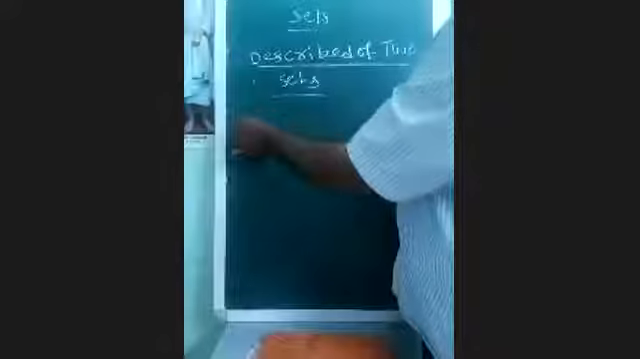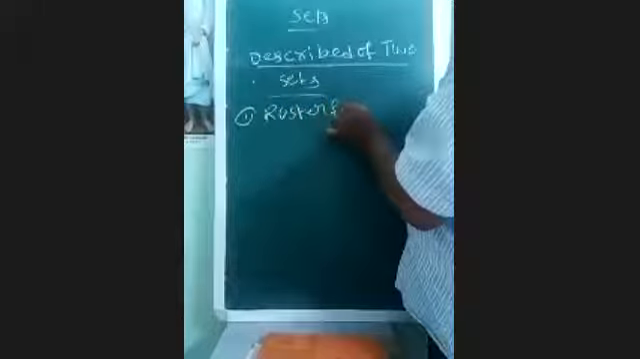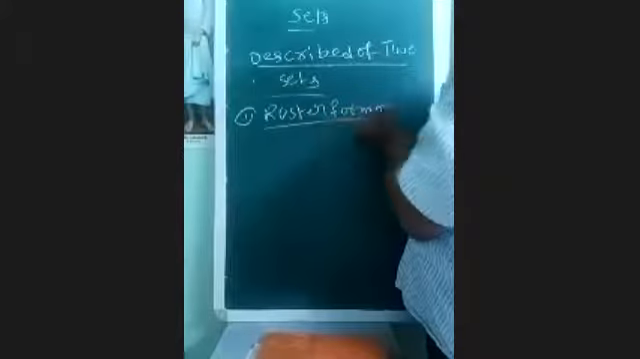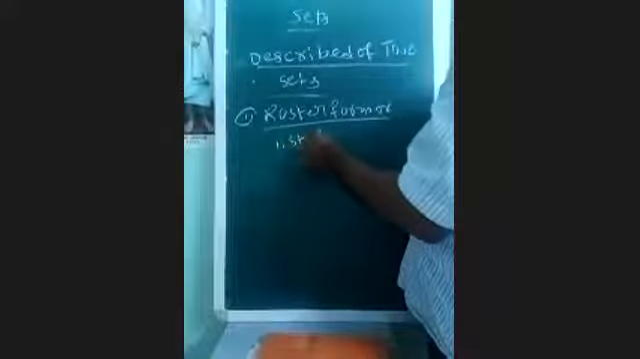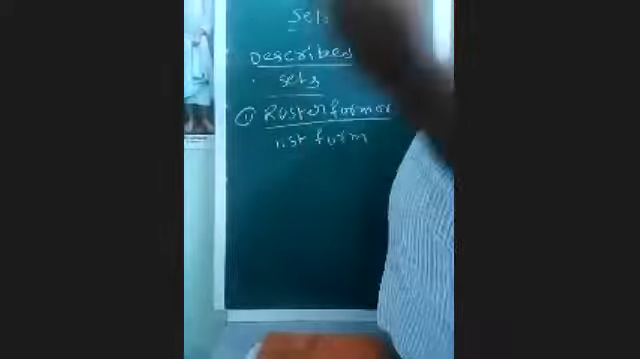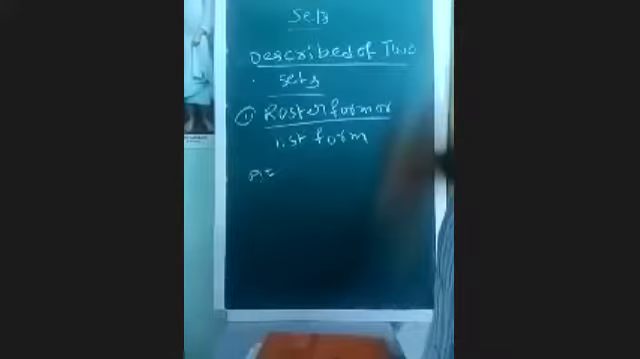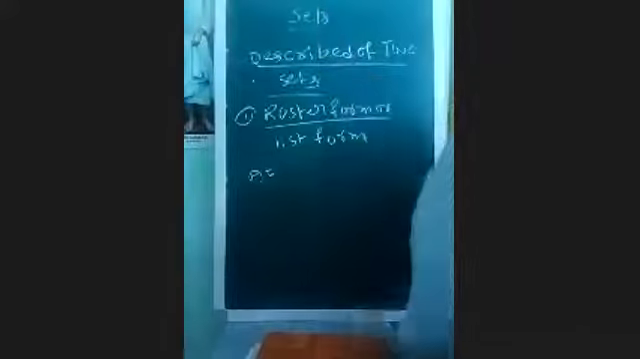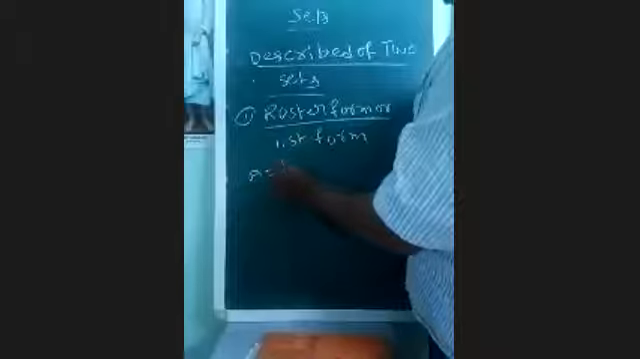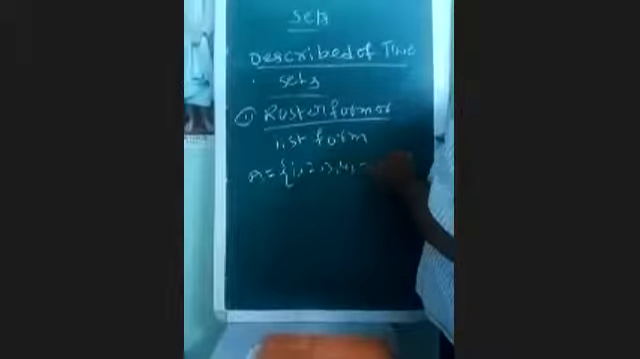The first one is roster form, or list form. What is the definition of roster form? You take the set where all elements are listed. For example, take the set of all natural numbers, denoted by the list: the set of 1, 2, 3, 4, and so on.